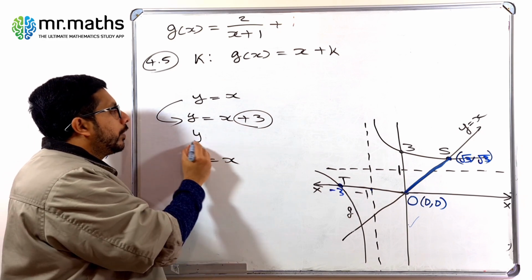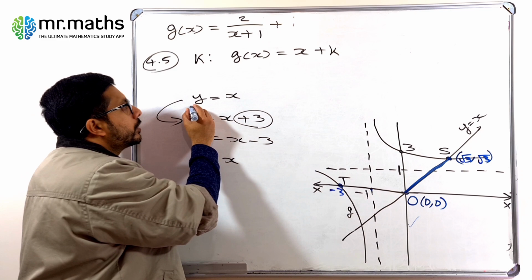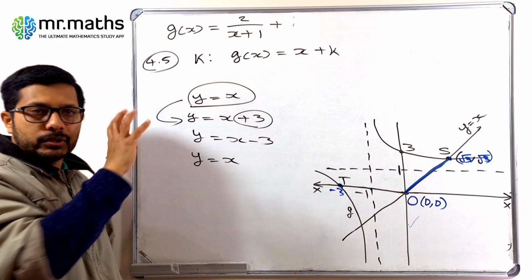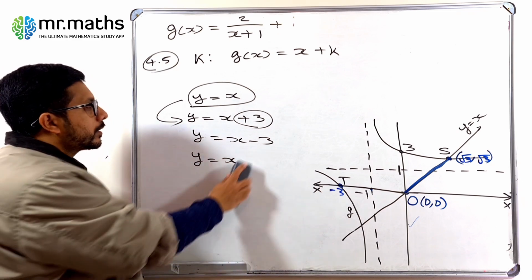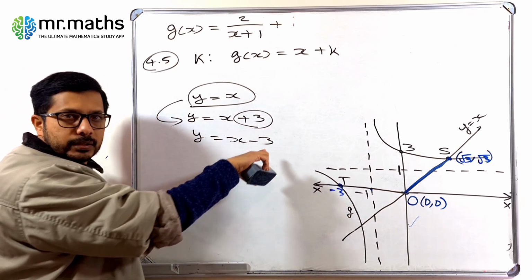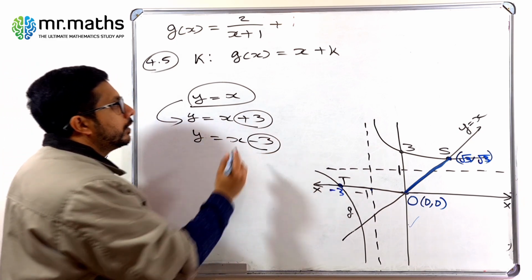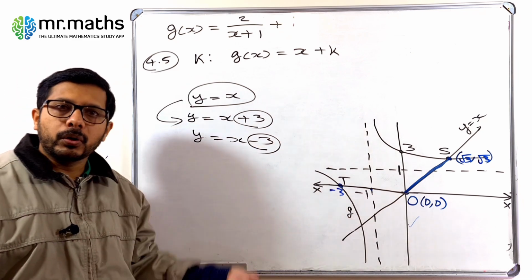Okay, for example, y is equal to x minus 3. What happened to this original graph y is equal to x? The original graph y is equal to x is shifted 3 units downwards. That is this minus 3. Am I right? Okay, so this plus k stands for the shifting of the graph up or down.